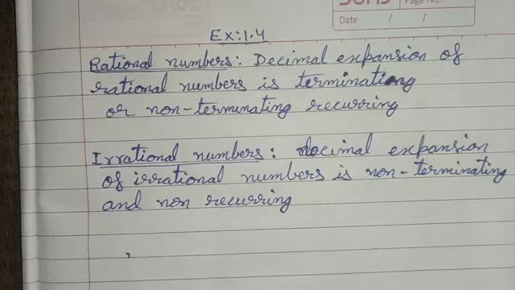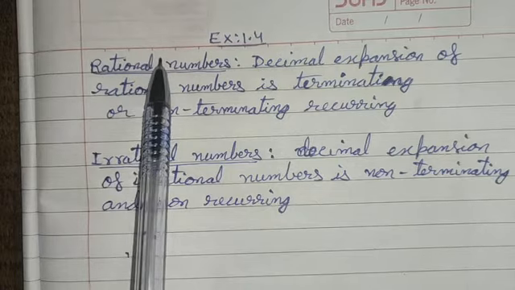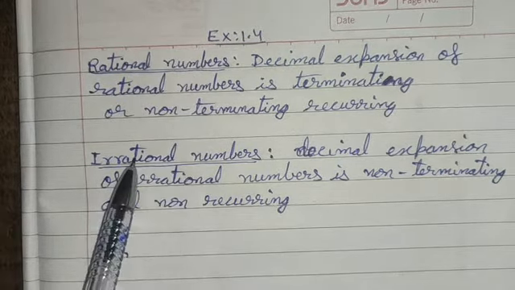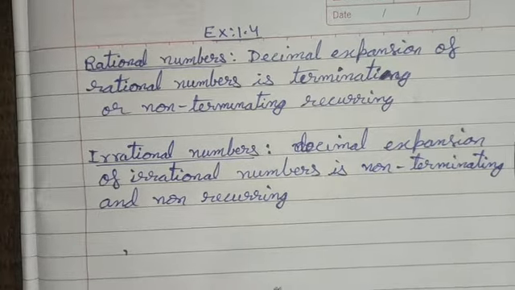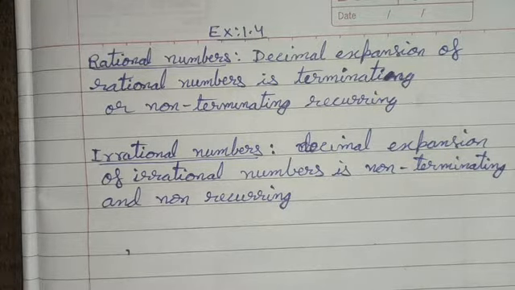Now come to exercise 1.4. We have already done the definition of rational and irrational numbers. Rational numbers are the numbers which are in the form of p upon q, where q is not equal to 0, whereas irrational numbers cannot be written in the form of p upon q. Now, what type of decimal expansions do these rational numbers and irrational numbers have?